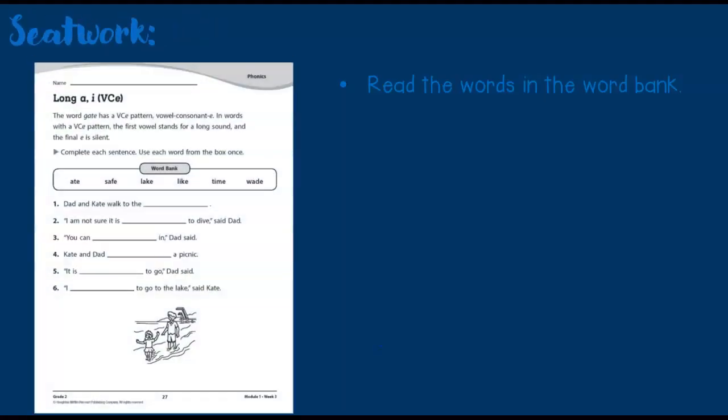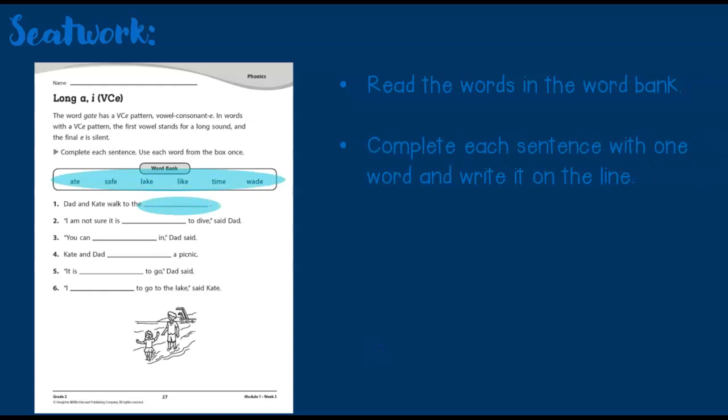Okay, now let's talk about the seat work you're going to be doing today. On the first page, which is page 27, you're going to be practicing the long A sound and the long I sound in words. To do that, you're going to read the words in the word bank, and then you're going to complete each sentence with one of the words from the word bank. You'll be using all of the words in the word bank.